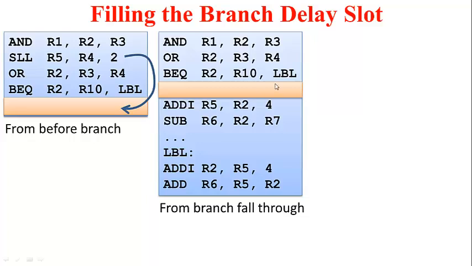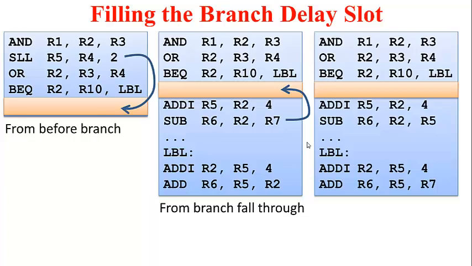We see, however, that it is possible to move this sub instruction to the branch delay slot. You can look at it and be convinced that this will not cause any problems in either case, that is, the branch taken case and the branch not taken case. In both cases, it will lead to correct execution. The third and final possibility to fill the branch delay slot is from the branch target.